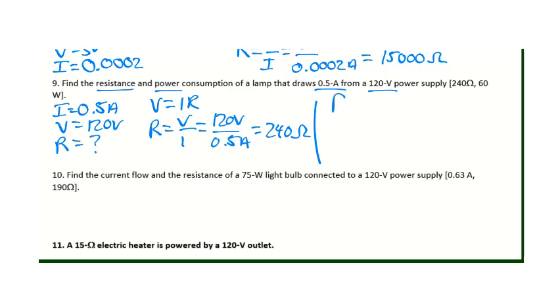Second part, they're looking for power. So if we're looking for power and we have current and voltage, we're going to use the power equation. Power is current times voltage. And our current was 0.5 amps. Our voltage was 120 volts. And that's going to be 60 watts.